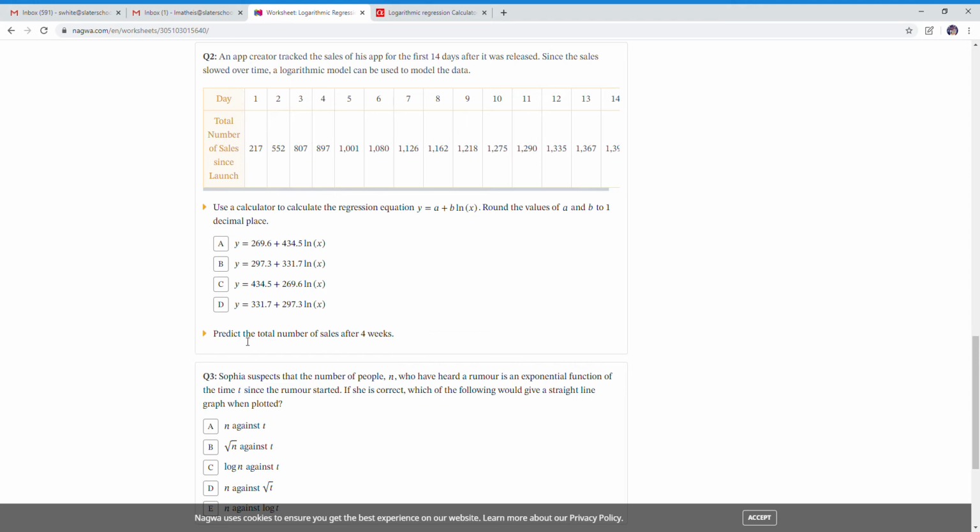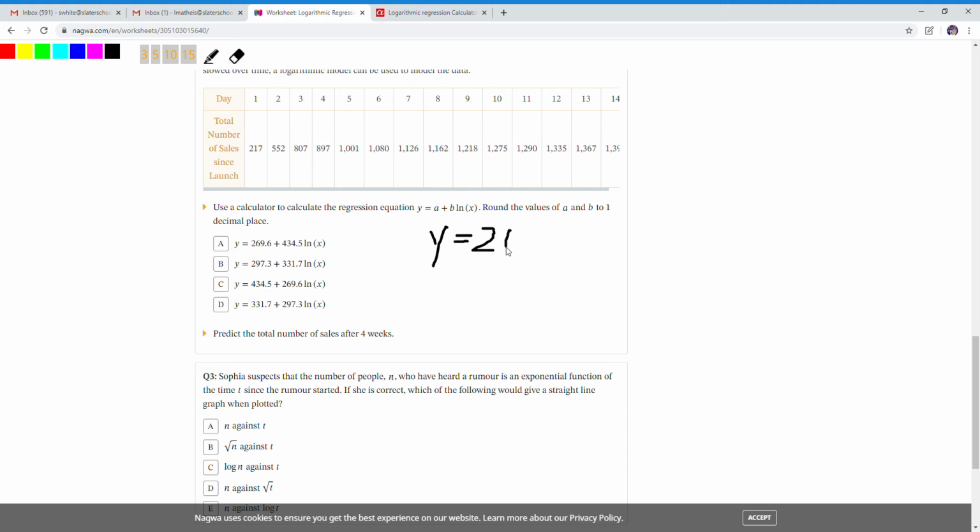Now we have a second part that says predict the total number of sales after 4 weeks. Well, that's going to be simple enough. We can take this equation and plug in what we need to. If we're looking at 4 weeks, then we're looking at a metric of time. The x value measures time, and the y value measures the number of sales. So we're going to be plugging in something for x here. Now the question is, what do we plug in for x? Is it 4, or is it something different?